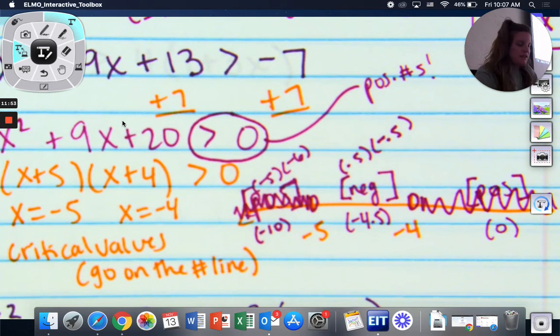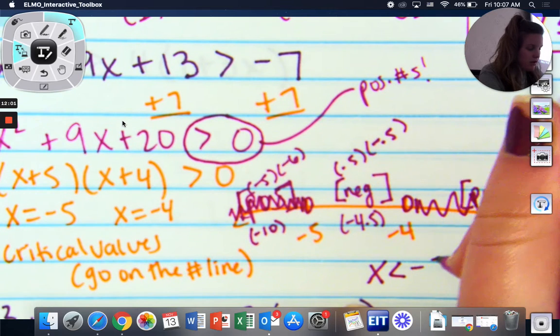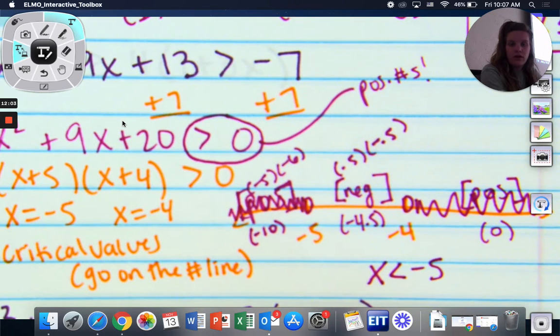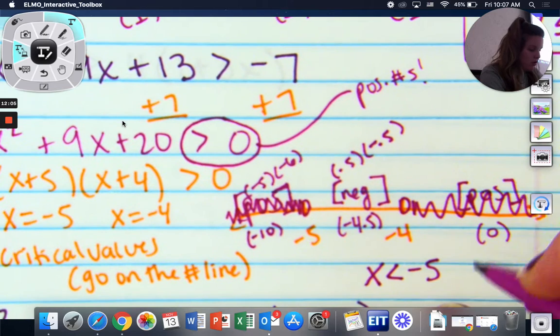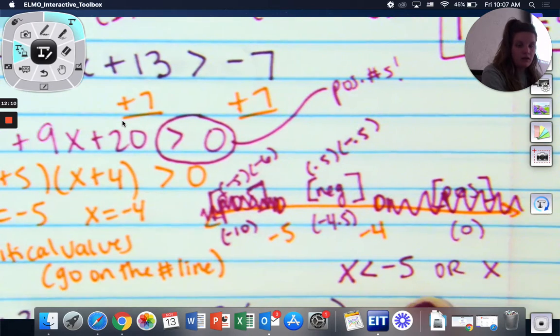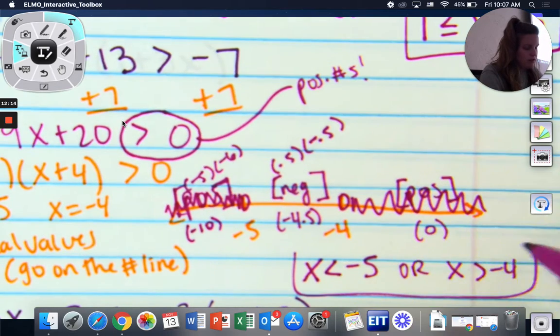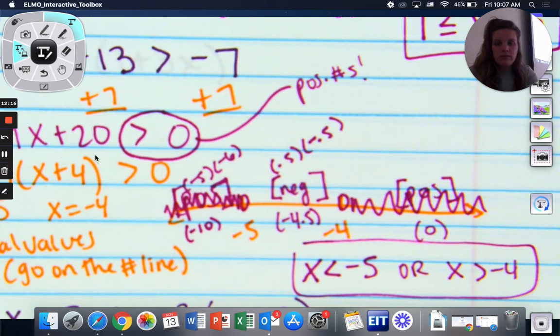And then to represent it as an inequality, we're trying to say I want any of the x's smaller than negative 5, so x is less than negative 5, or any x value greater than negative 4. That's how you can represent your answer as an inequality. And you need both: the inequality and the number line.